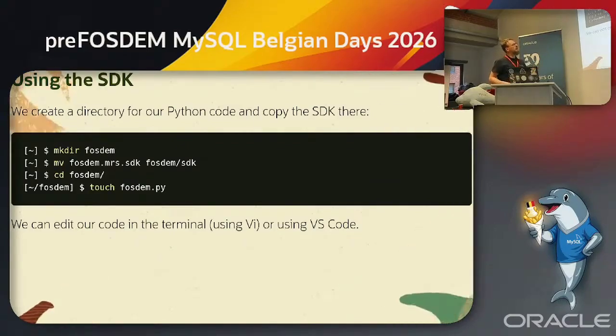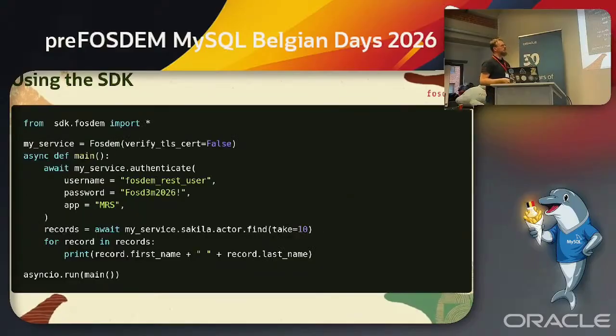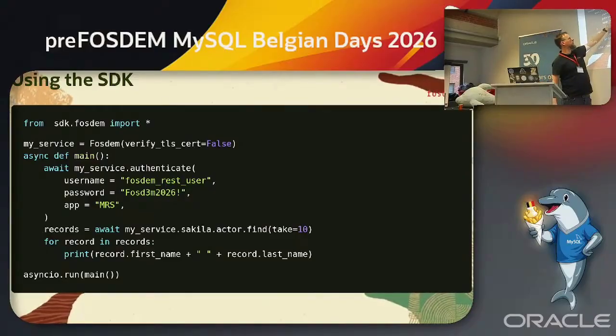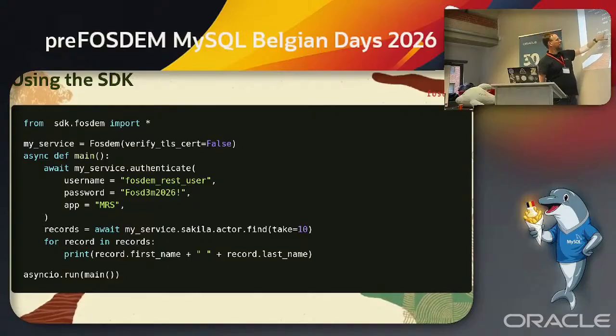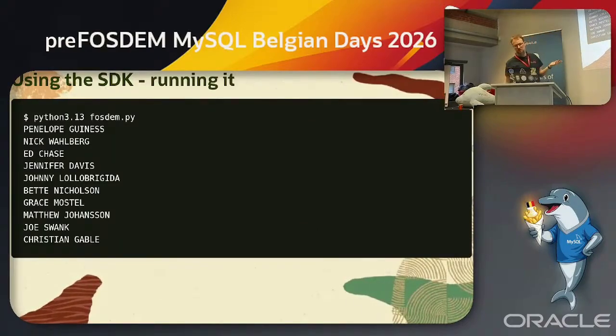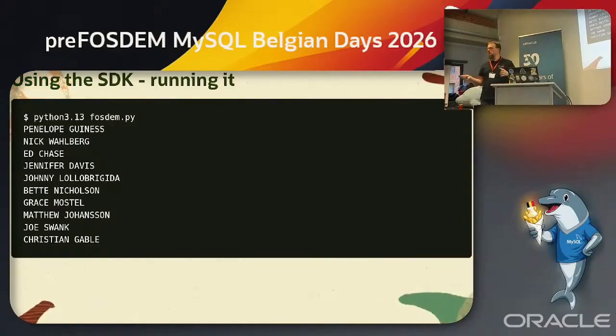So now I will create our own program, right? And I will call it FOSDEM. You will see I'm very good at writing such code. This is my application. So we connect with the user we created, the password, and which application authentication we use. So it's MRS, it's not MySQL. And we connect, we find, and we take the first 10 records, and we're going to print them, right? So we run it, and this is what we have. So we use the SDK, we just say, oh, let's use it, loop on the actor service I want, and you have it here.